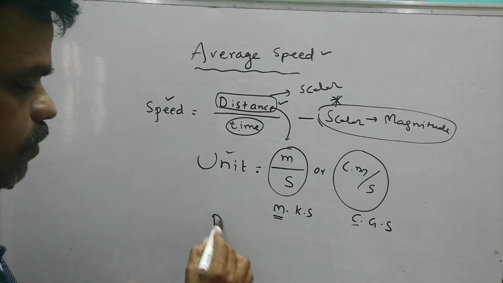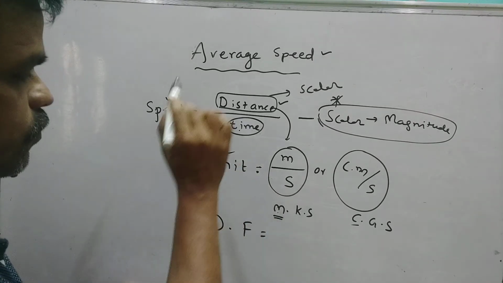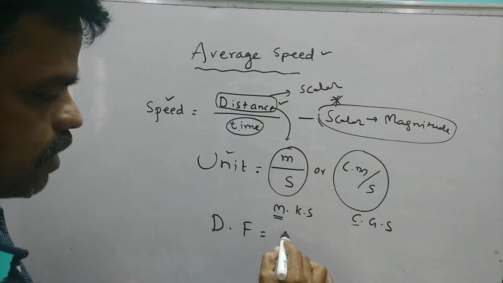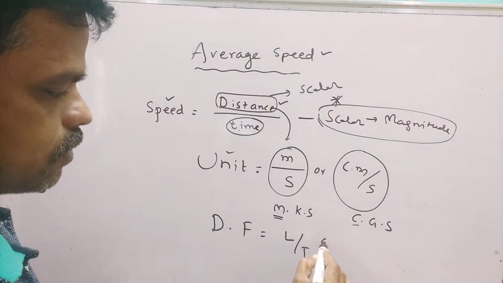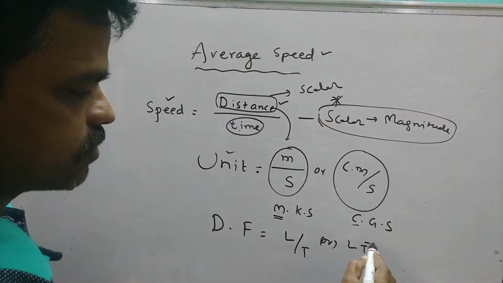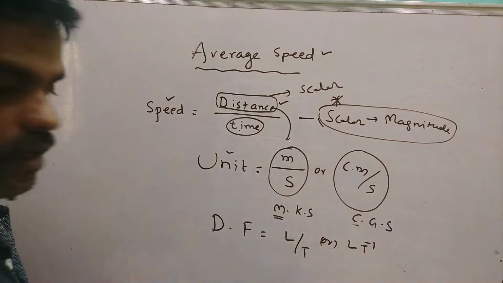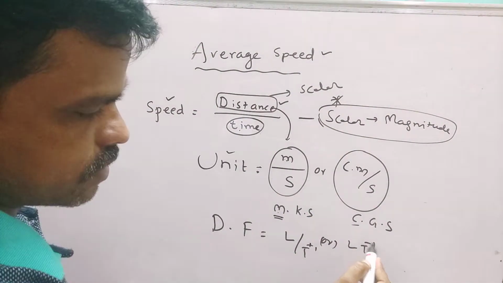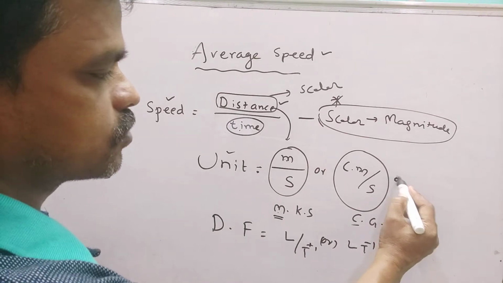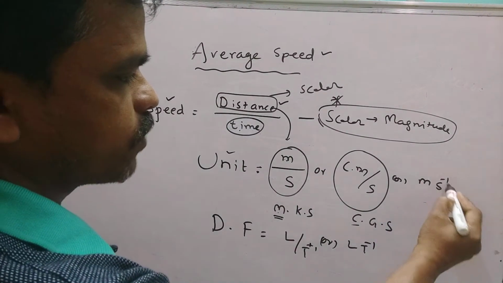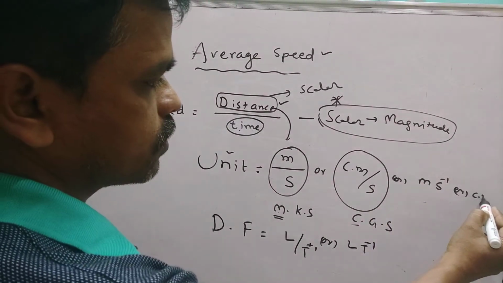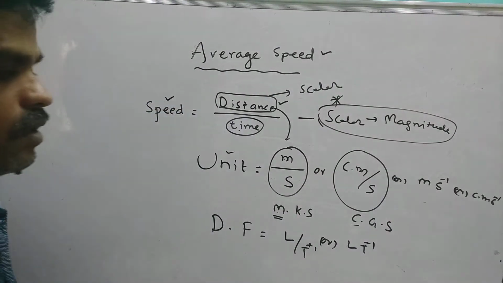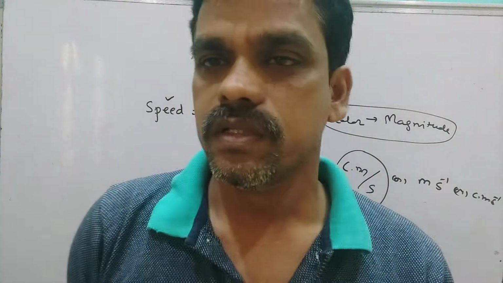Then what about the dimensional formula? Speed is distance, meter, L, by time, T, L by T. Otherwise we can write it like this, LT minus 1. If T goes to the numerator, it becomes LT minus 1. Like this, here also we can write m s minus 1 or cm s minus 1. This is about speed.